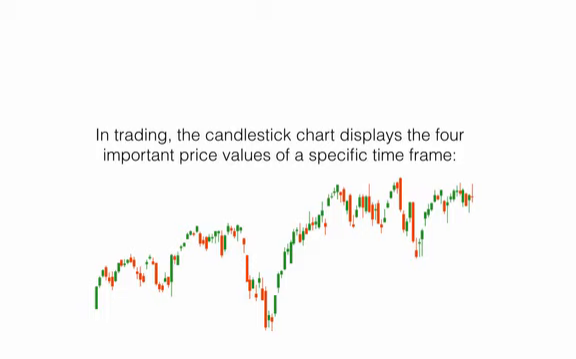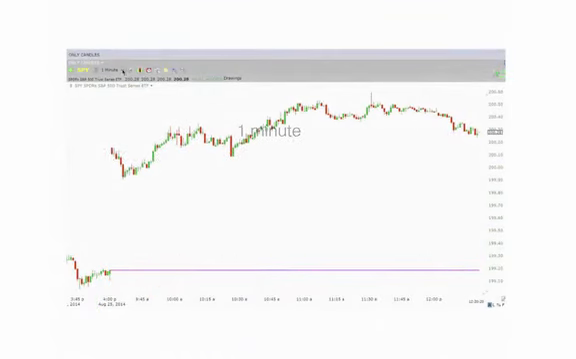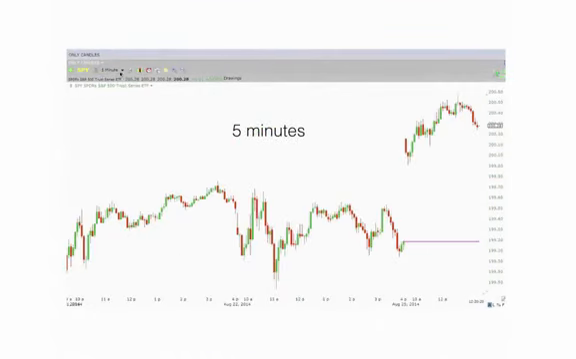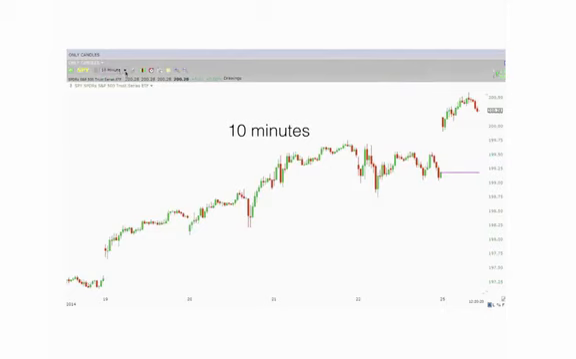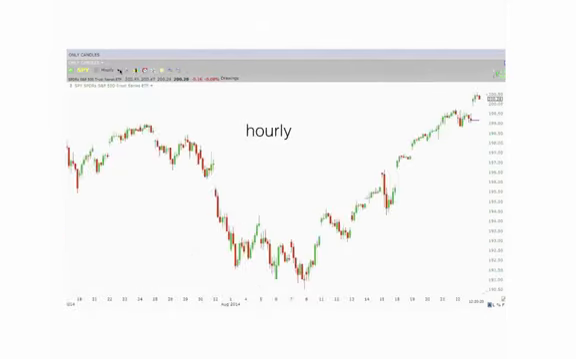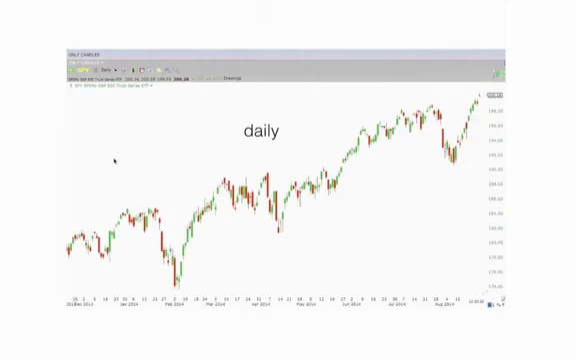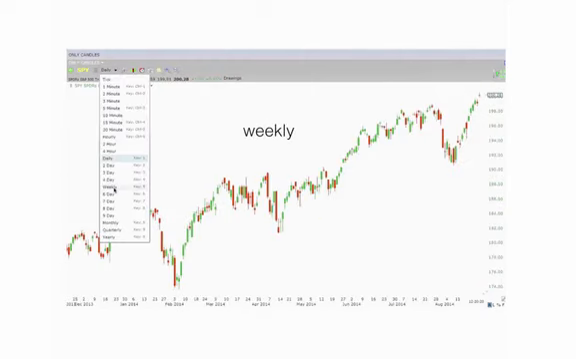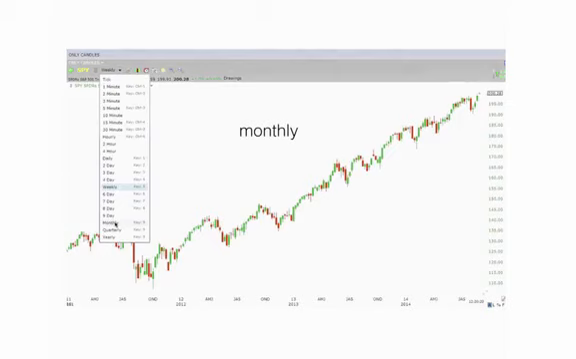In trading, the candlestick chart displays the four important price values of a specific time frame: 1 minute, 5 minutes, 10 minutes, 30 minutes, hourly, daily, weekly, or monthly.